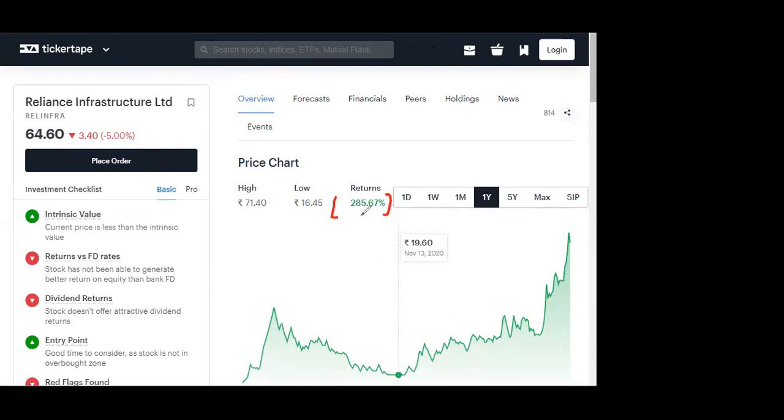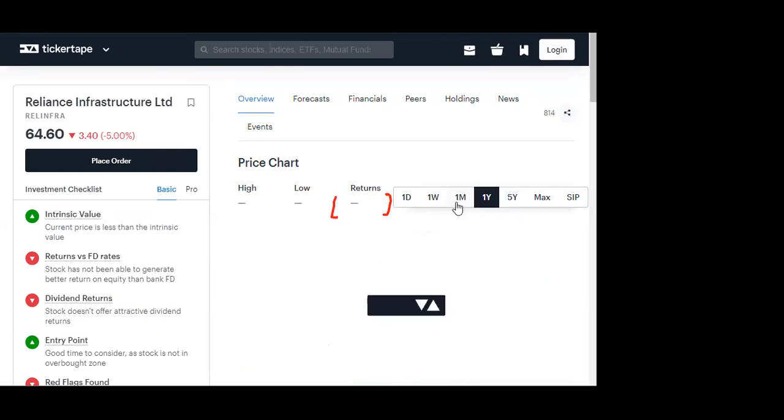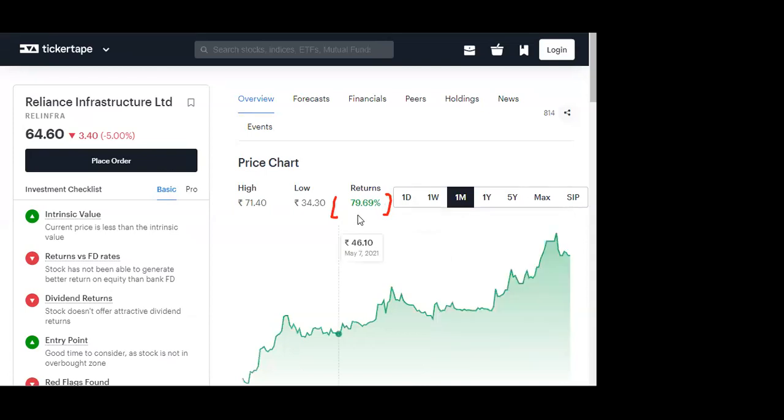Okay. So in 1 year, how much profit is it making? See, 285. In 1 month, it might be more. See, 79% in 1 month. But if someone would see this and invest, they will lose money, because this company is not good. This company is not fundamentally good.